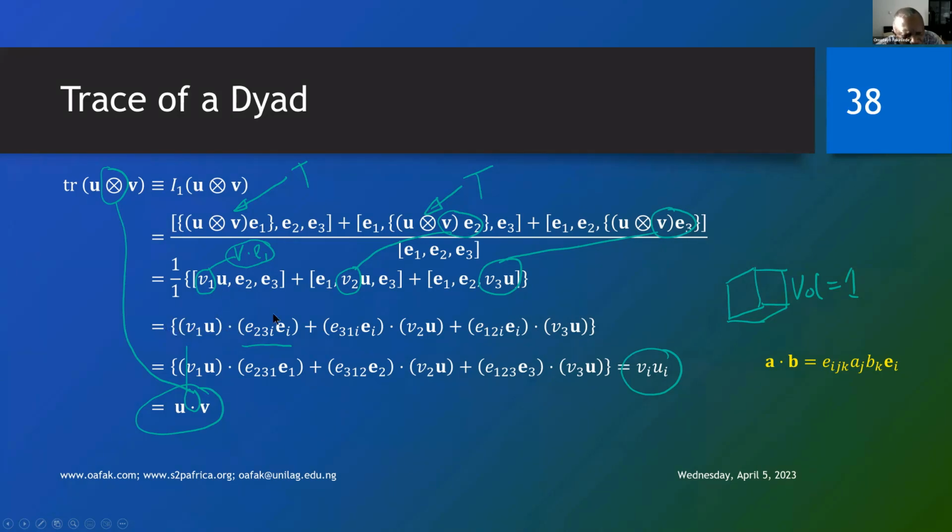The next thing is this line. The issue here is E2 cross E3. What is E2 cross E3? To get E2 cross E3, remember that A cross B is EIJK, our usual alternative symbol, AI BJ, with EI being the base vector. So if you do that with E2 and E3, knowing that E2 is 0, 1, 0, and E3 is 0, 0, 1.